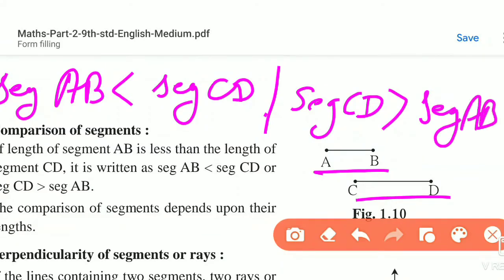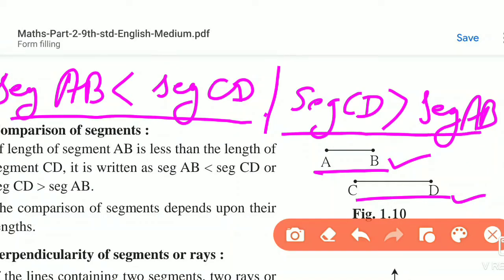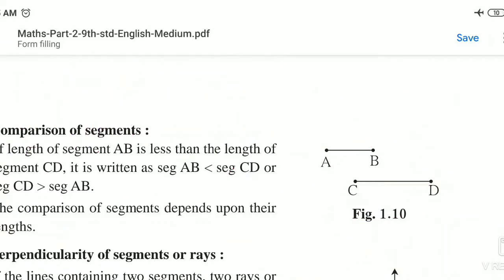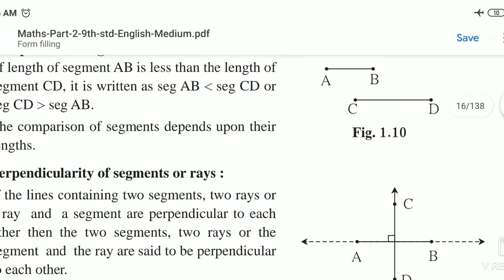This is a comparison between the segments. If AB is smaller than CD, we can write it this way: AB is smaller than CD, or CD is greater than AB. This is a comparison of segments. You just measure the length of both segments using a ruler or a divider, and you can easily find the comparison between these two.